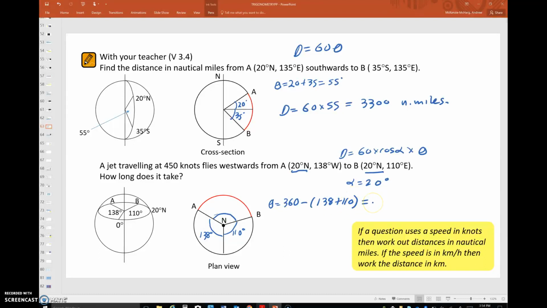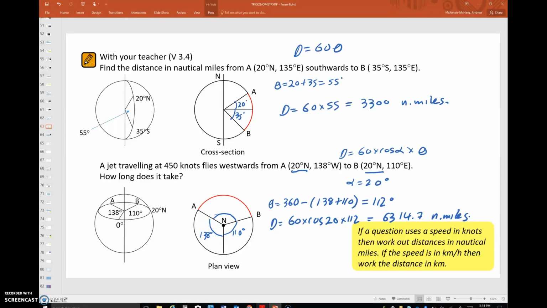So our theta value is 112 degrees. So our distance is 60 times the cosine of 20 times 112, which gives 6,314.7 nautical miles.